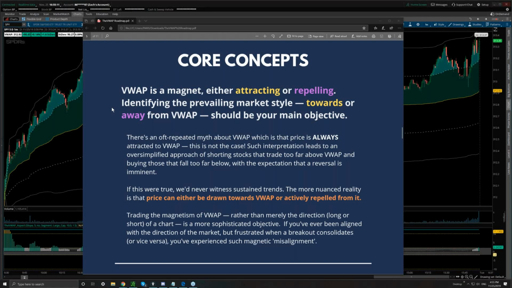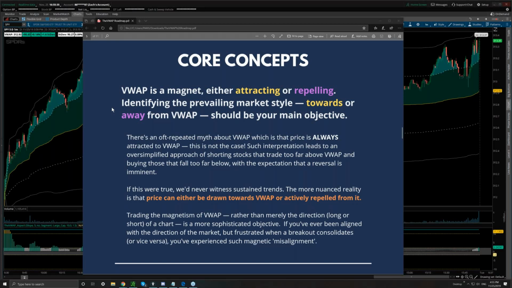So I kind of reframed how I use that central benchmark of VWAP as my reference point. Rather than worrying about an absolute direction of long or short, I'm relating all of my trades to whether or not we're moving closer towards the center of the chart or outward and away from the center of the chart.